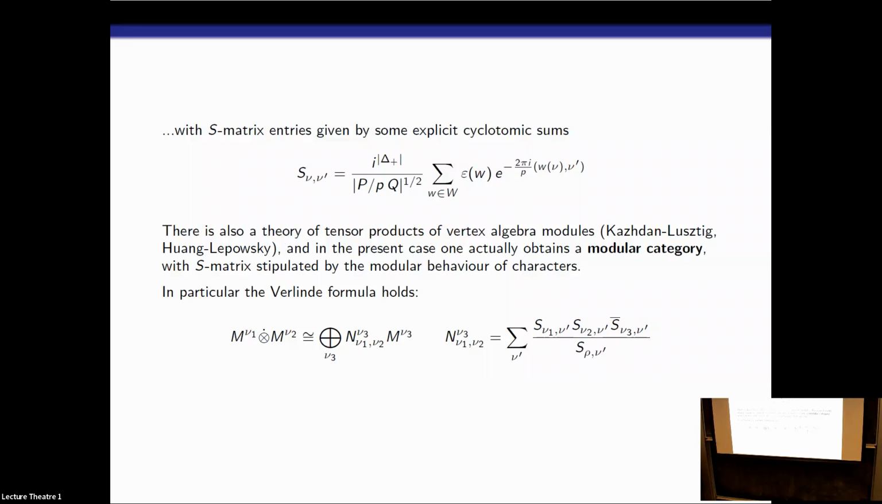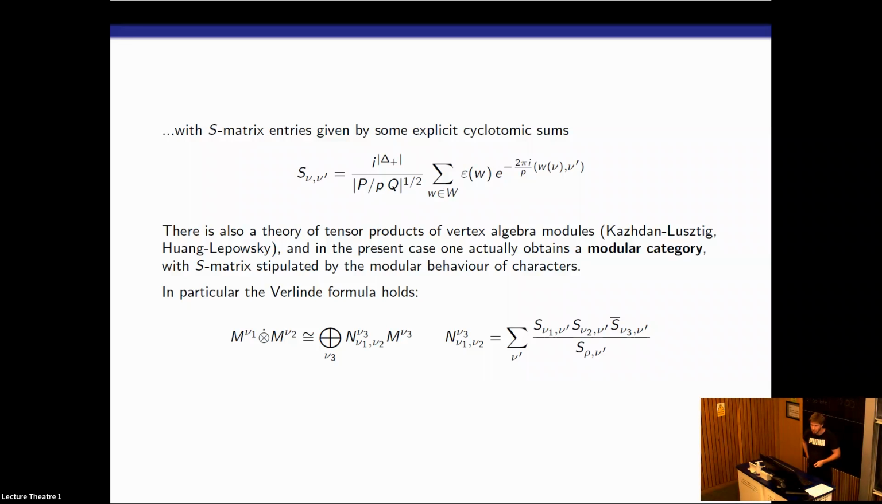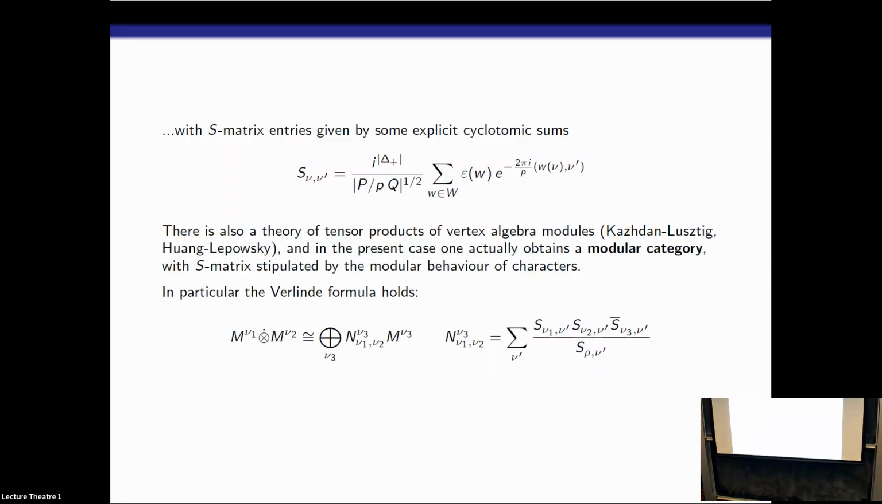Okay, and it's interesting to compute these S matrices because there's also this theory of tensor products of modules over appropriately nice vertex algebras. So this generalizes Kazhdan-Lusztig theory, the so-called Huang-Lepowsky tensor product theory. Under appropriate hypotheses, the vertex algebra in general should be rational, what's called C2-cofinite, which I'll mention later, and some other minor hypotheses. The category of representations is a modular category.